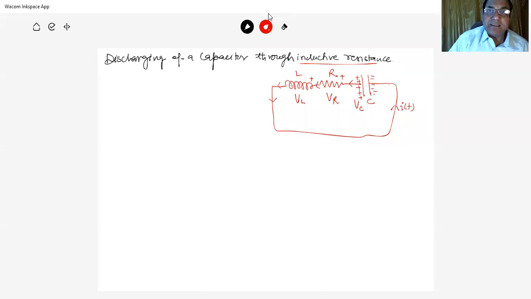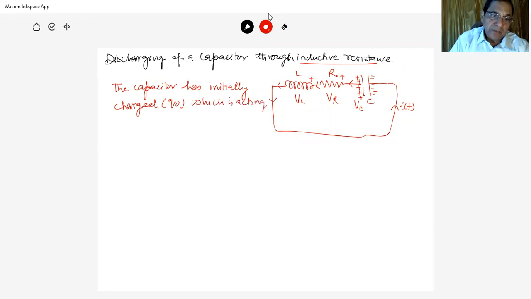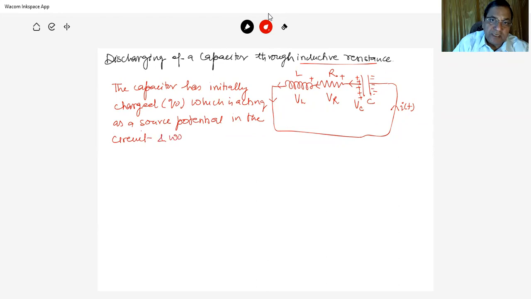So the capacitor has initially charged as Q0, which is acting as a source potential in the circuit, and would send a transient current, I(t), through the circuit.